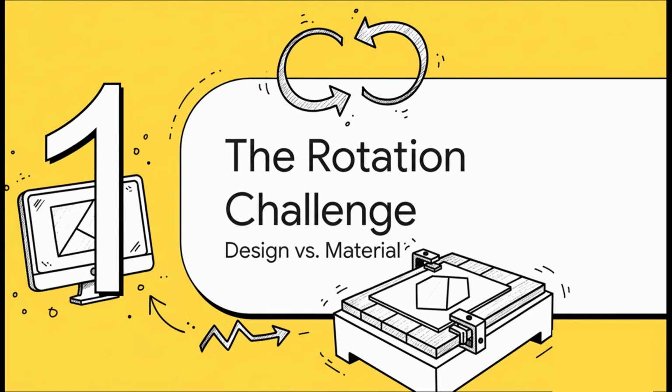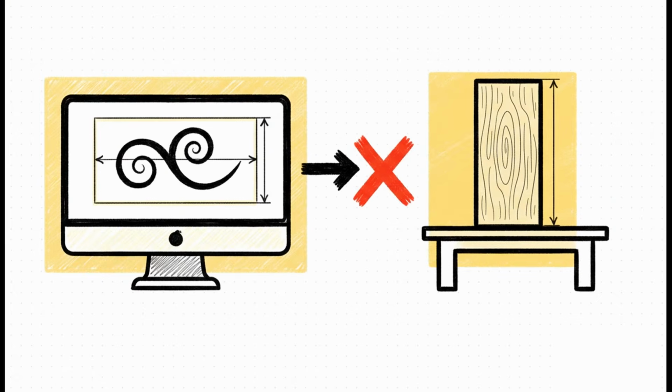Let's dive in. First things first, let's just make sure we're all on the same page about the core problem here. It's all about that frustrating mismatch between what's on your screen and what needs to happen on your CNC machine. So picture this. Your design file is laid out nice and wide, maybe 18 inches across and about 6 inches tall. But then you look at your actual piece of wood and it's the complete opposite. It's tall and skinny, 6 inches wide and 18 inches high. We've got to make the software match the reality of our material.